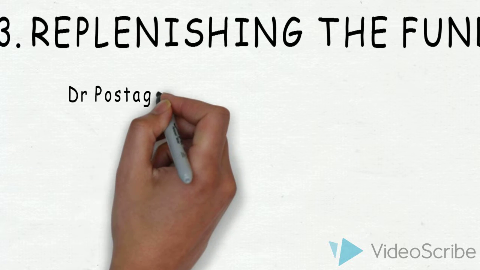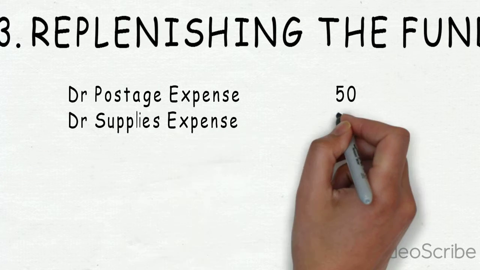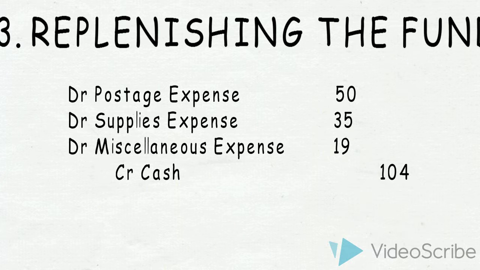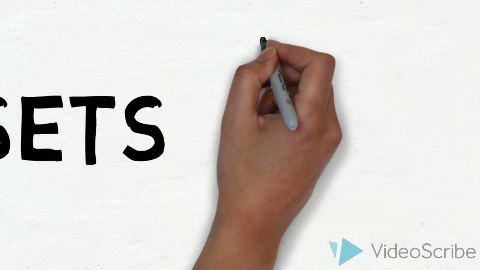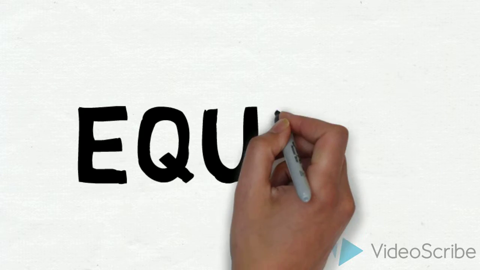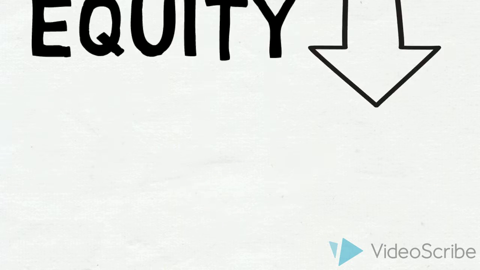This is what a possible journal entry could look like to replenish our petty cash fund. In this journal entry, the credit balance replenishes the petty cash fund to its original $200 balance. This entry has a decrease in total assets and a decrease in total equity because of the expenses.